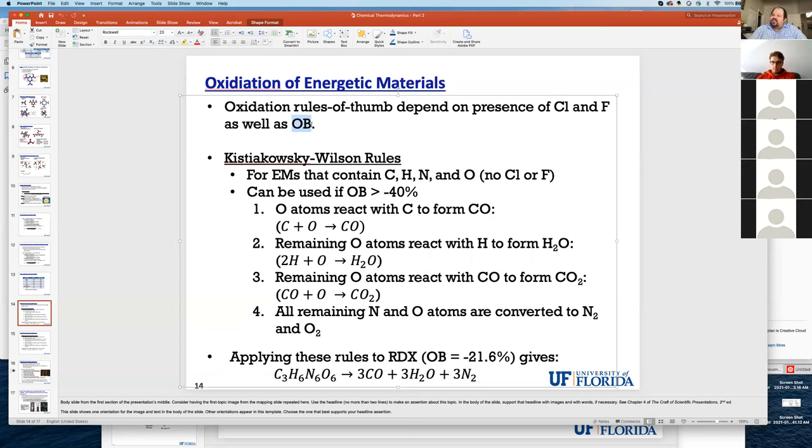And those are the Kistiakowsky-Wilson rules. You see those used most commonly. Strictly speaking, these are for energetic materials that contain carbon, hydrogen, nitrogen, and oxygen, and no chlorine and no fluorine. I will modify it for chlorine and fluorine in a bit. Their base rule can be used if the oxygen balance is greater than minus 40%. This is just based off of empirical data and experience over the years from experts in the field.